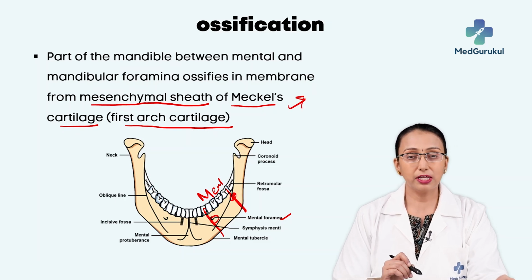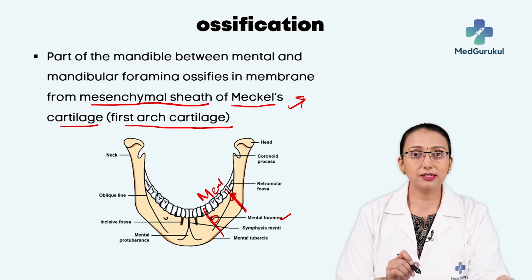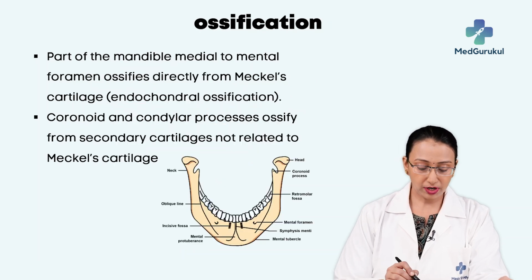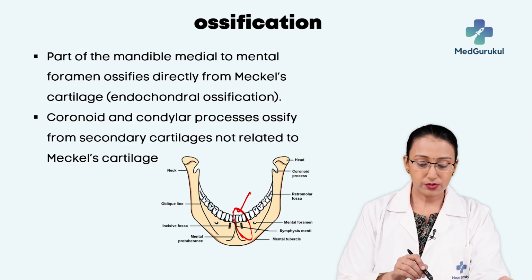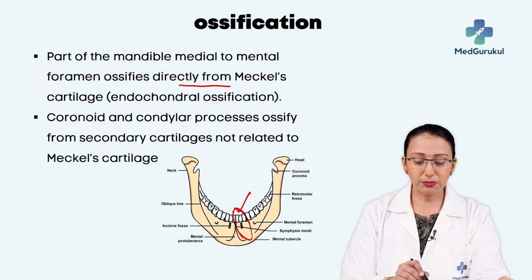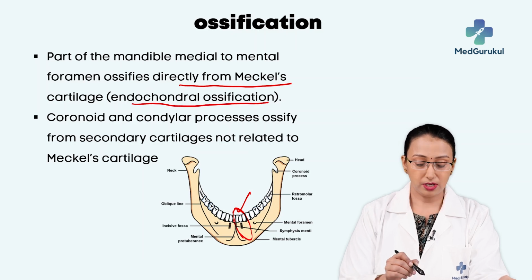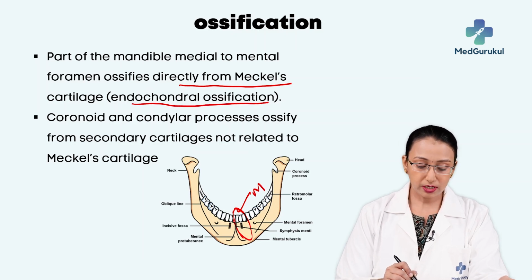So, the mandible is a derivative of Meckel's cartilage, and the part of the mandible medial to the mental foramen comes directly from the Meckel's cartilage. This is the endochondral ossification. We read that the posterior part is membranous, and this one is the endochondral ossification.